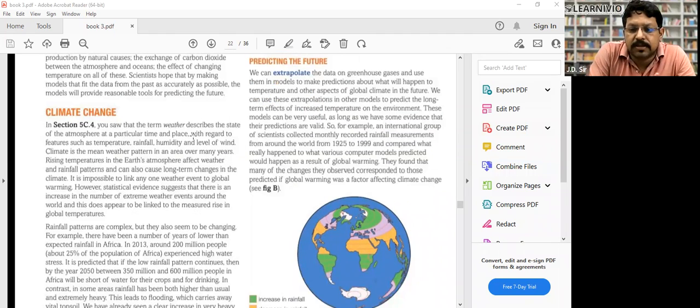Means they are just trying to correlate the data and what is happening, and they are trying to put all this data in a single software. With the help of this large computer, they are trying to make a concept or hypothesis of why global warming is taking place. Got it?